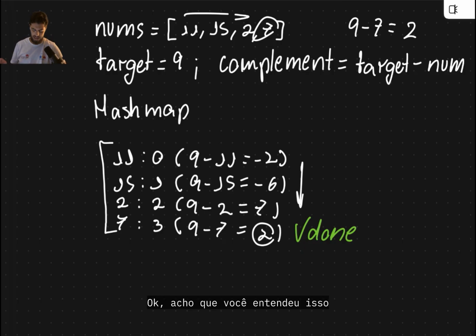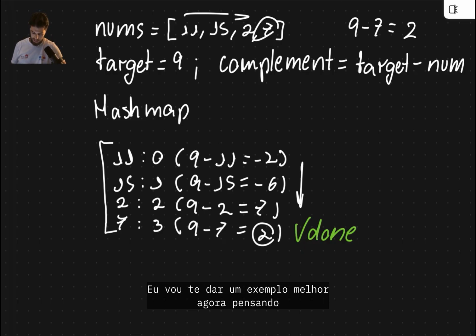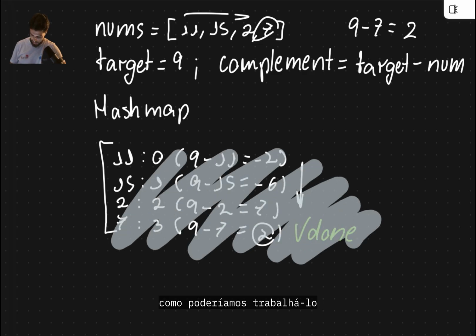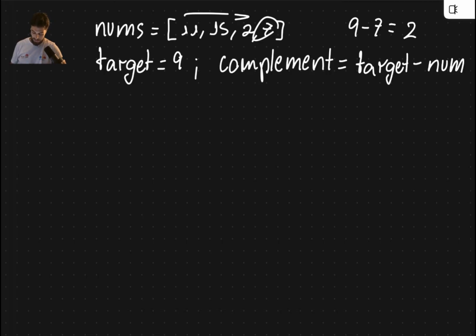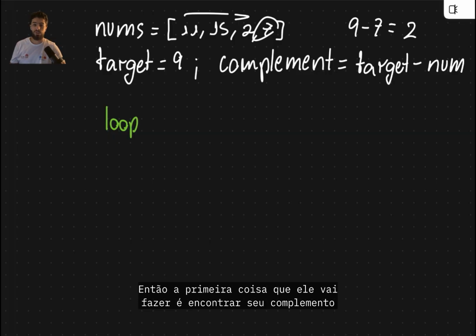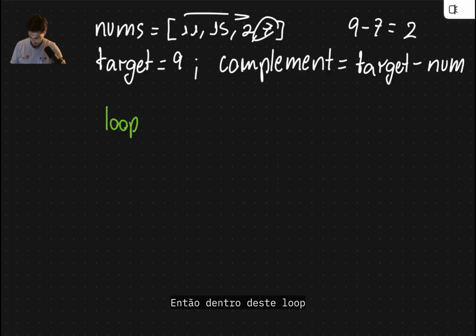Okay, I think you understood that. I'm gonna give you a better example. Now thinking about the code, how could we work it? Because I think it's gonna be very useful for us to structure our algorithm. Okay, so what do we have here? The first thing we're going to do is go through all of the array, so we're going to have a loop. This loop is going to look at all of them. So inside this loop, the first thing we're going to do is find the complement.